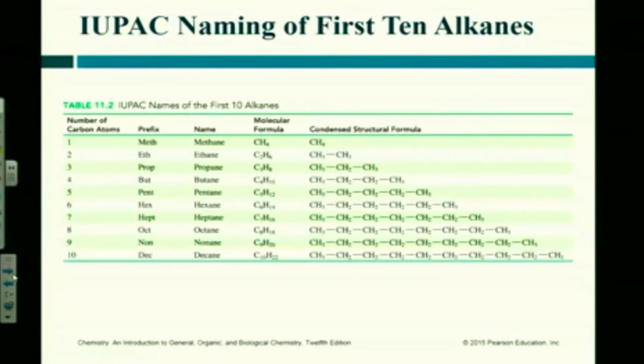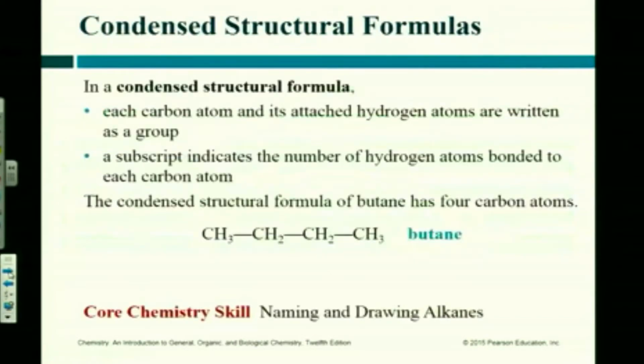So, here's one. This is butane. How do we know it's butane? Because it has 4 carbons in the chain. The longest carbon-to-carbon chain in here is 4 carbons. That means it's butane. Does that make sense?